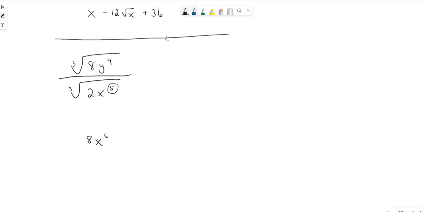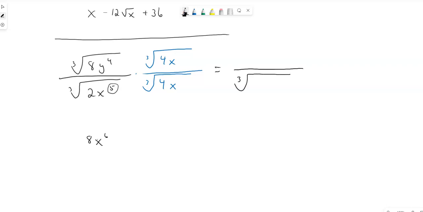So what do I have to multiply top and bottom to make that happen? Well, 2 times 4 is equal to 8. And x to the 5th times x is equal to x to the 6th. So it looks like if I multiply top and bottom by 4x, I'll end up with a perfect cube in the denominator. What I end up with in the numerator is not as much of a concern. I want a perfect cube in the denominator. So down the bottom, one big cube root. 2 times 4 is equal to 8. x to the 5th times x is x to the 6th.